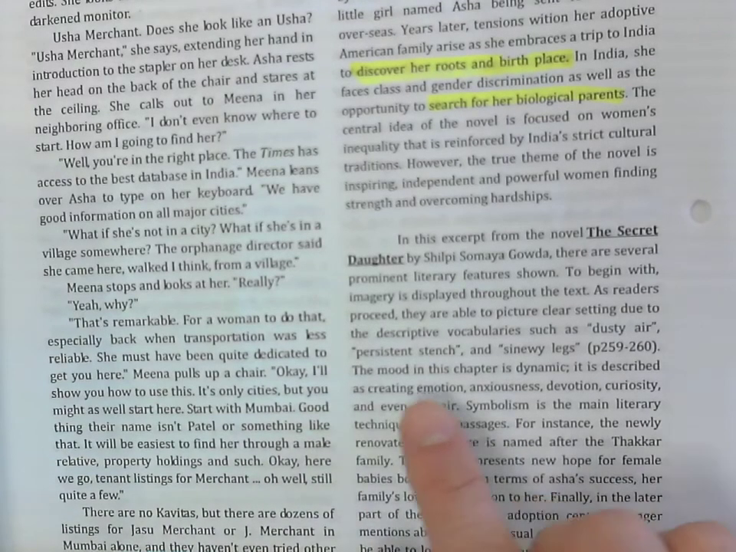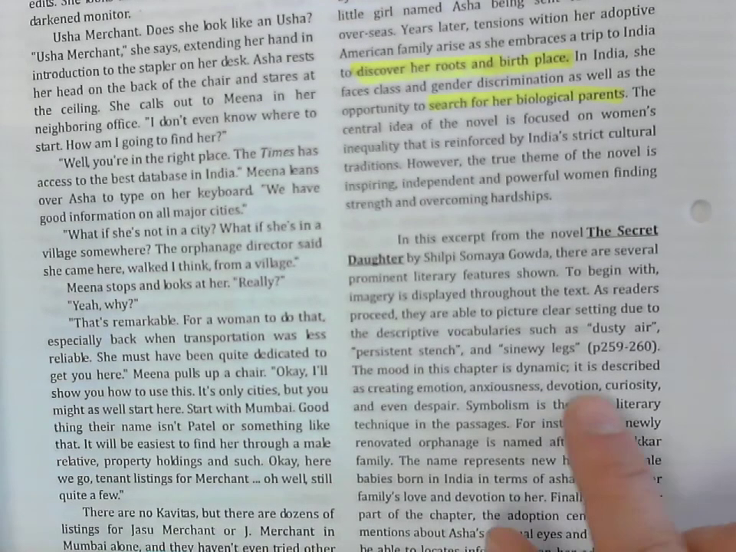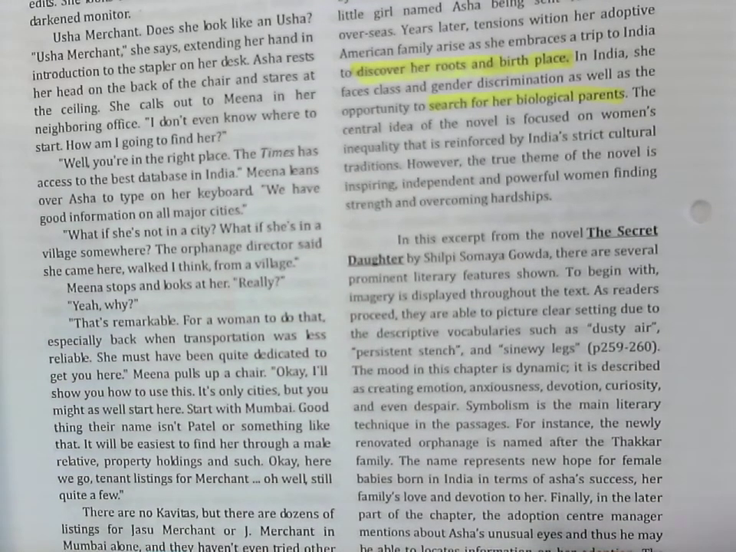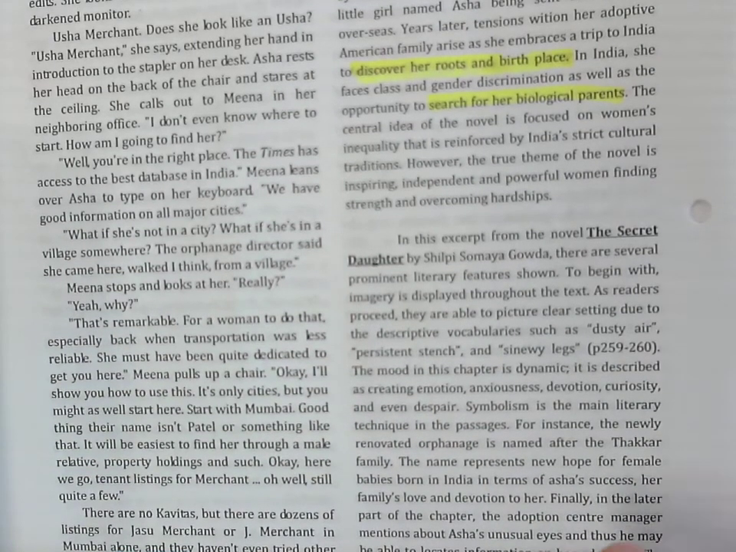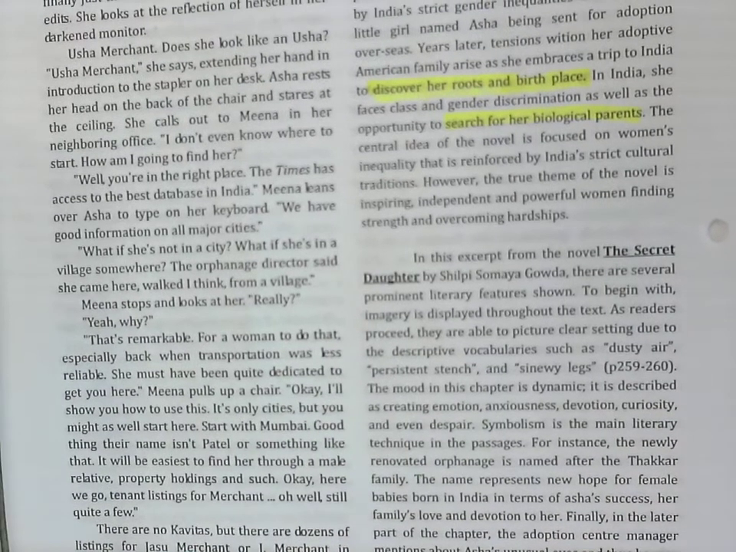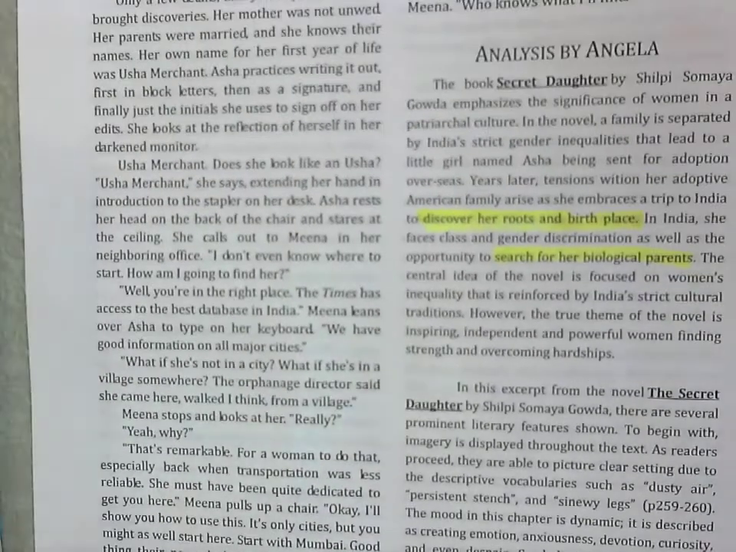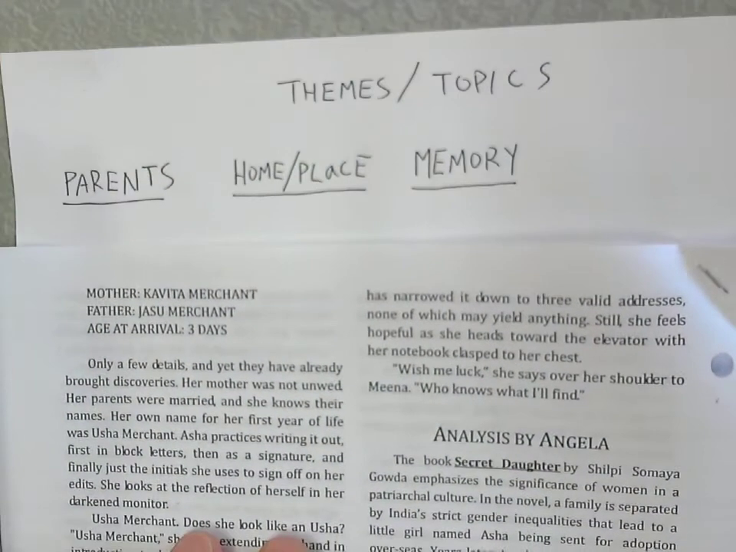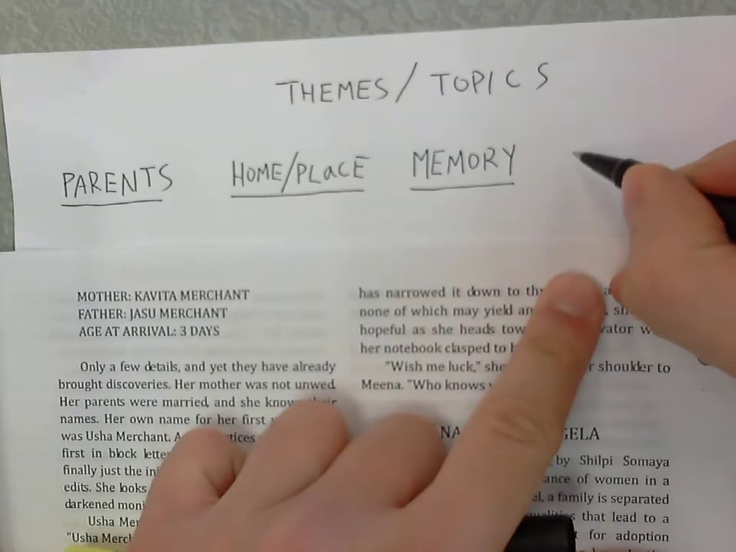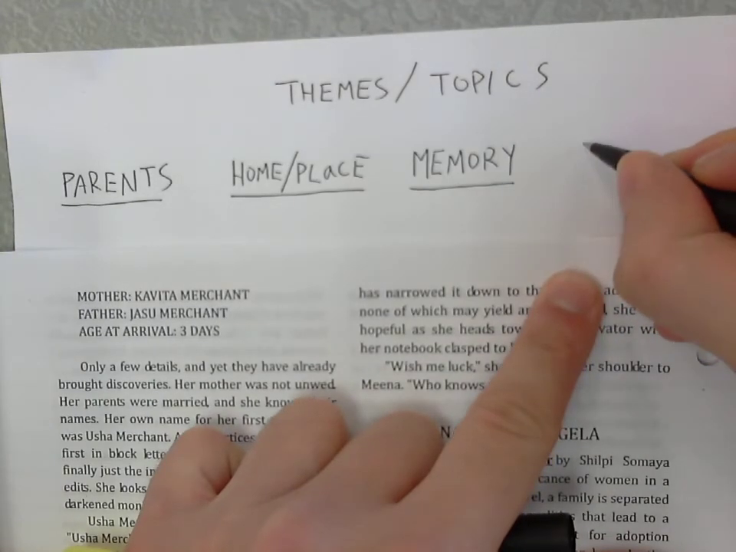Anyways, the mood of this chapter is dynamic. It is described as creating emotion, anxiousness, devotion, curiosity, and even despair. Symbolism is the main literary technique in the passages. Symbolism was mentioned in the previous one as well, wasn't it? You recall that? So in terms of technique, we're also going to be able to compare these two excerpts in terms of symbolism.